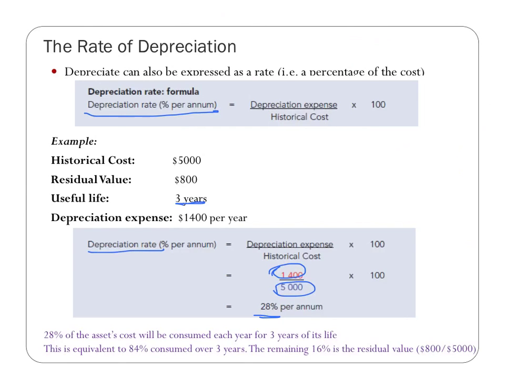Now, 28% times 3 is 84%. So 84% is going to be consumed over 3 years. What about the remaining 16%? The remaining 16% is the residual value. If you use the 800 residual value divided by the historical cost, 5,000, that's going to give you the remaining 16%.